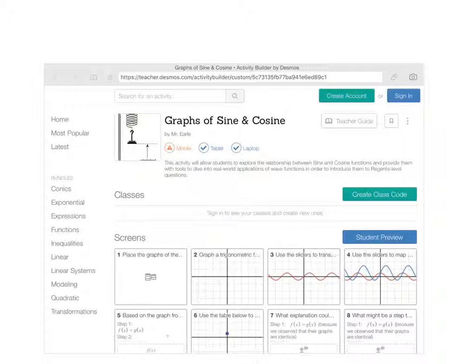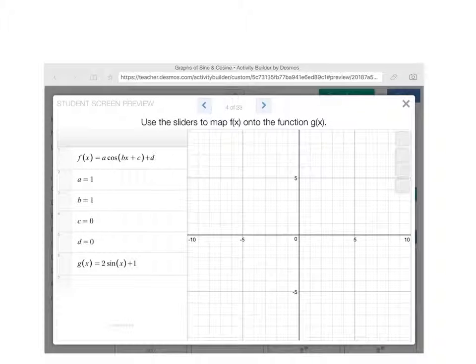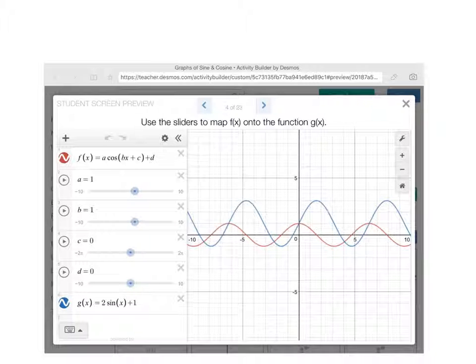between sine and cosine. There are some other things in here like card sorts and sketches that students are asked to do on their own. But one way that I've integrated the slider tool into this activity is I've given a general graph of a cosine function and a very specific graph of a sine function. And so what I would want to do here is ask the student, how can I map f of x, this cosine function that's here, onto the function g of x, the sine function that's here, and get them to see the relationship between these two things.